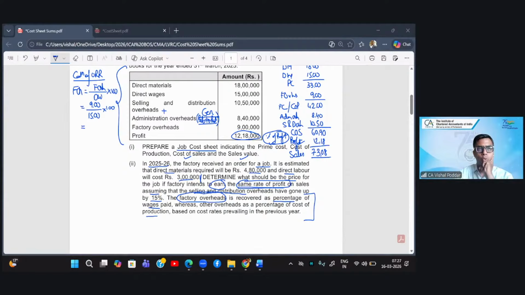Pooja, what is 280 beta? You have said something 280. Yes, Asta, this is perfect. So factory overheads is 60% of direct wages. Similarly, I'll do it for administration overheads. For administration overheads, the basis is cost of production.